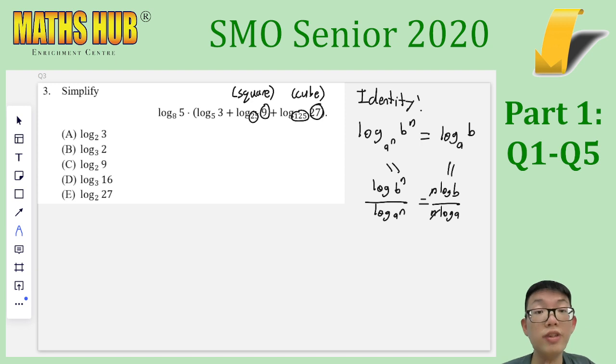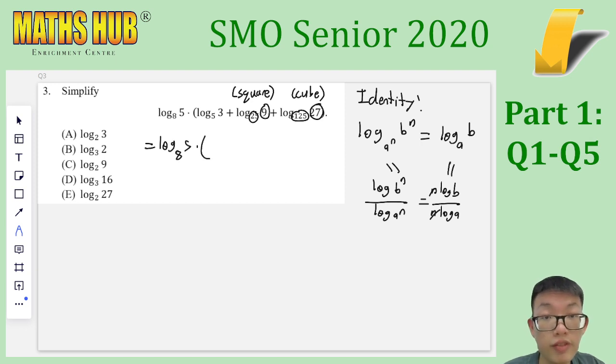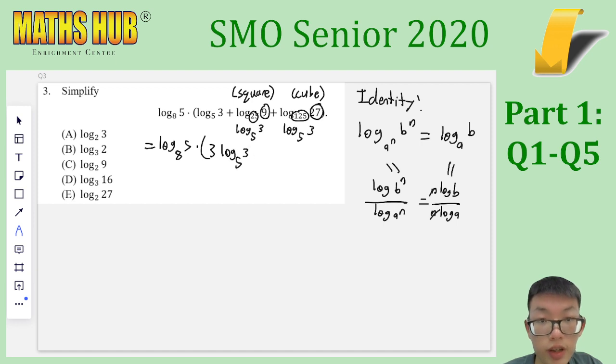So this is useful in turbocharging our simplification of what's inside the parentheses, because log base 8 of 5 can stay there for now, but this reduces to log base 5 of 3, since 25 is 5 squared and 9 is 3 squared. This also reduces to log base 5 of 3, since 125 is 5 cubed and 27 is 3 cubed. So all it becomes is 3 times log base 5 of 3.